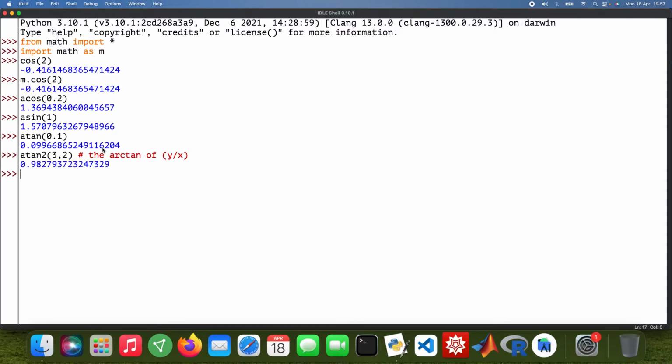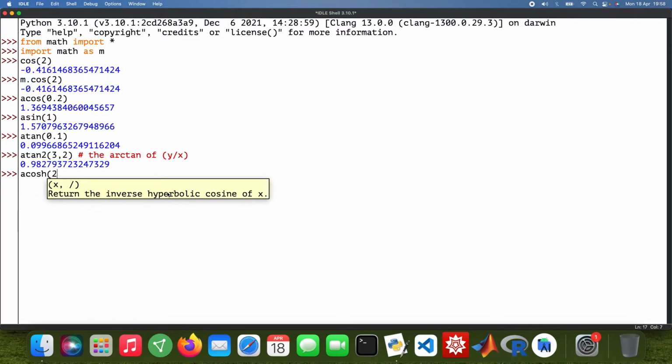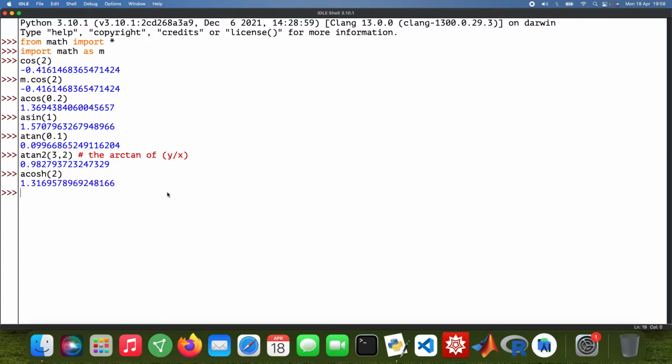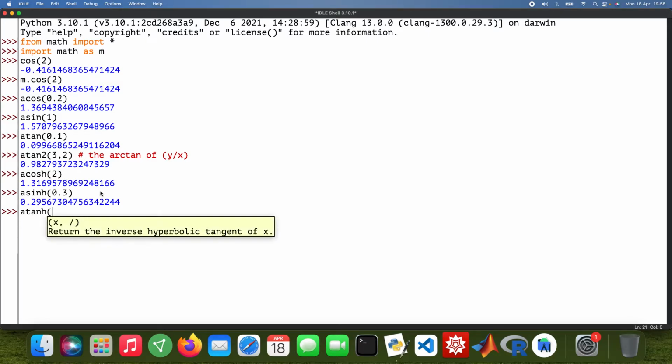And then the arc cosh. That's the inverse of the hyperbolic cosine of x. I'll just use 2 there again. And then the arc sinh, so the h is obviously the hyperbolic part, a random number 0.3. Then arctanh 0.2.